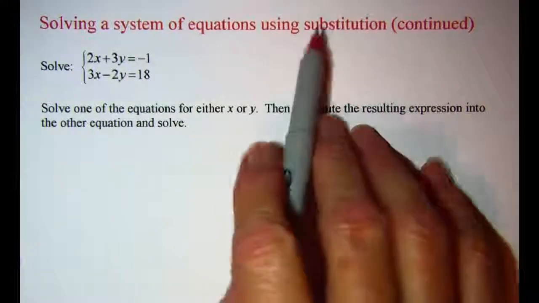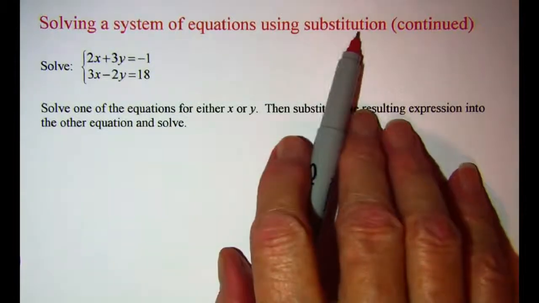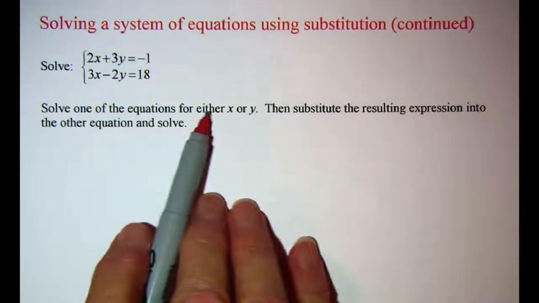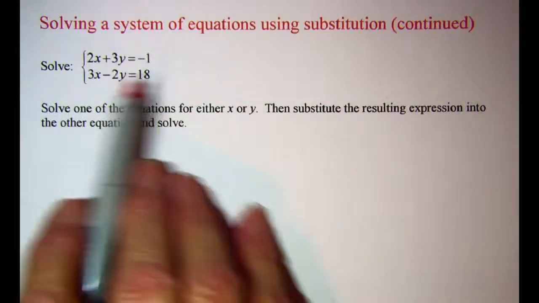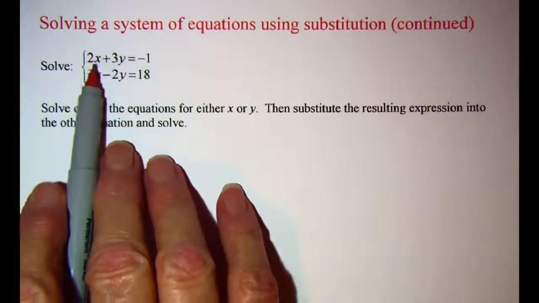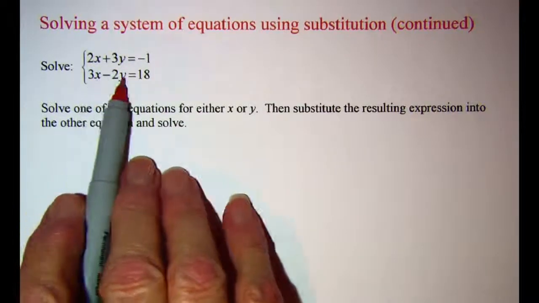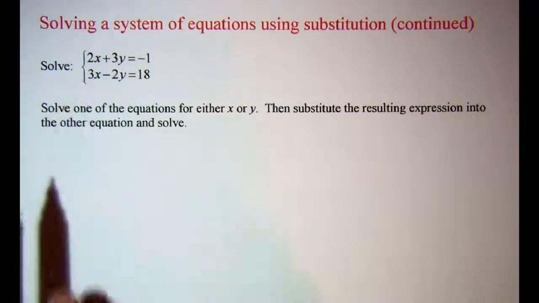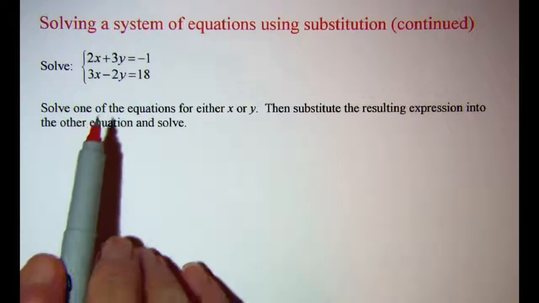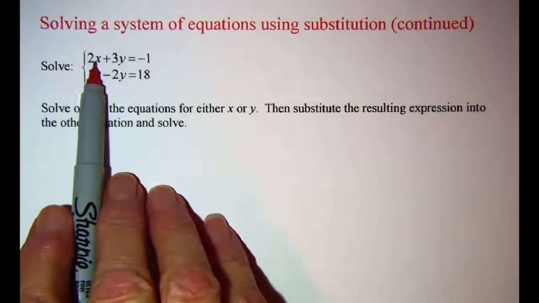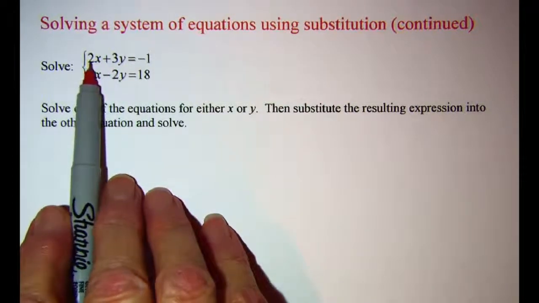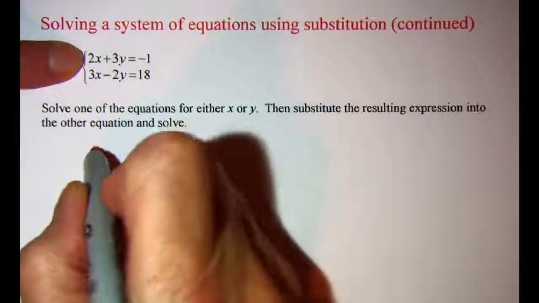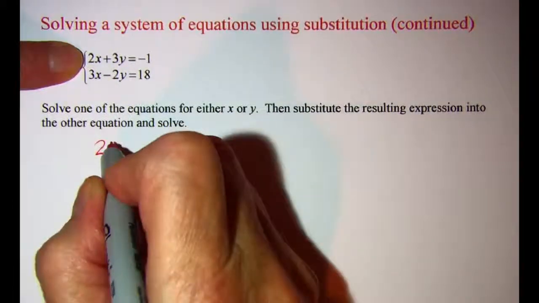All right, in this example, we're going to solve the system using substitution. Our first step, again, for substitution is to solve one of the equations for either x or y. Now, you'll notice on this system, all of the terms have a numerical coefficient other than 1. So it's really left up to you what you'd like to solve for. I personally prefer to divide by 2 instead of 3, so I'm going to take my first equation and I'm going to solve it for x.